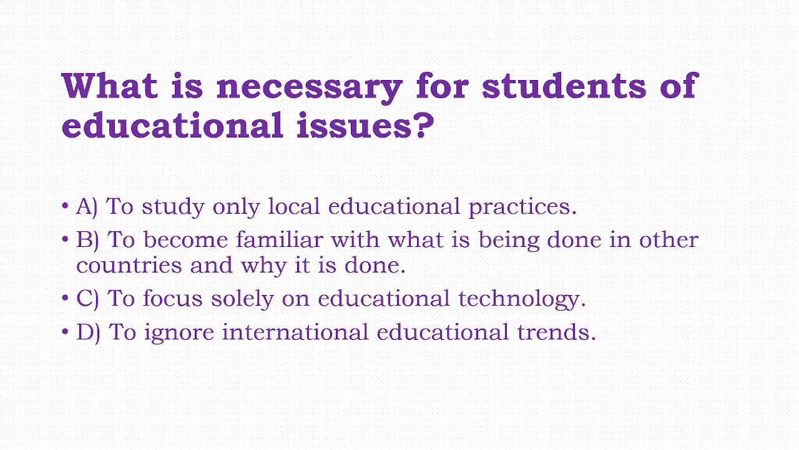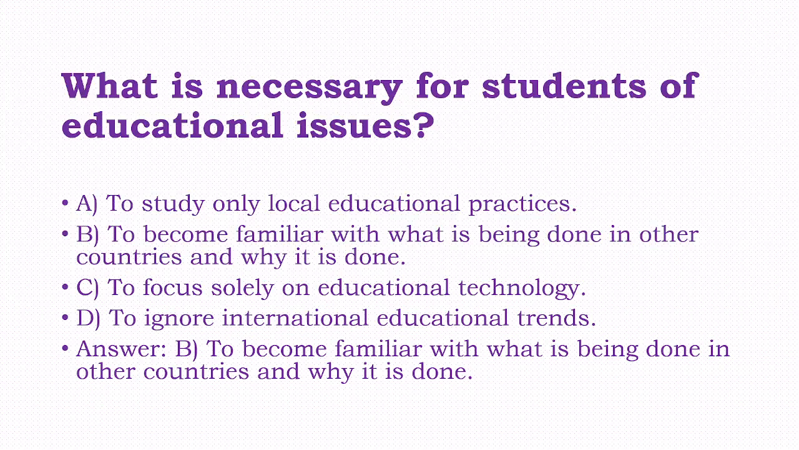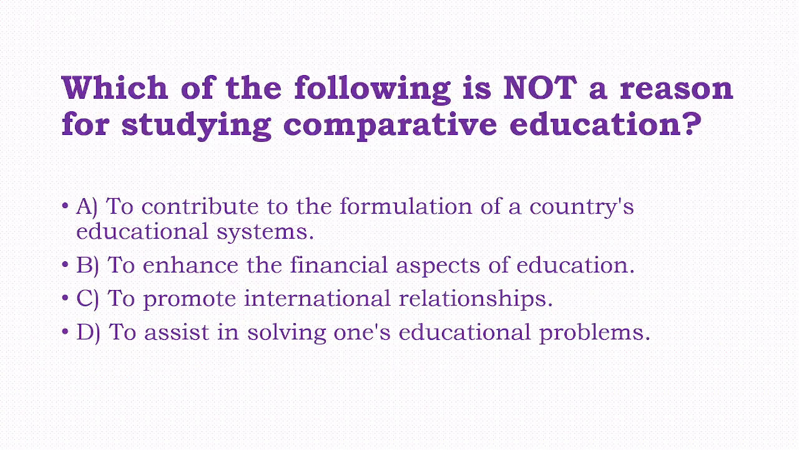What is necessary for students in educational issues? Options: A, to study only local educational practices; B, to become familiar with what is being done in other countries and why it is done; C, to focus solely on educational technology; D, to ignore international educational trends. Answer of this question is option B, that is to become familiar with what is being done in other countries and why it is done.